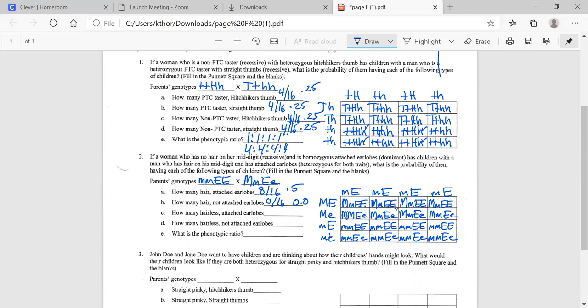How about hairless and attached earlobes? So we need two recessive M's and at least a dominant E. That's going to be the other half, 8 out of 16, 0.5, and that means the other is going to be 0.0. So the phenotypic ratio is going to be 8 to 0 to 8 to 0.